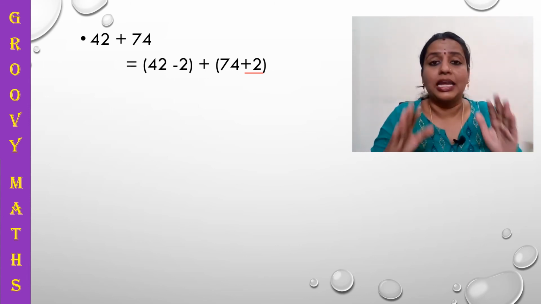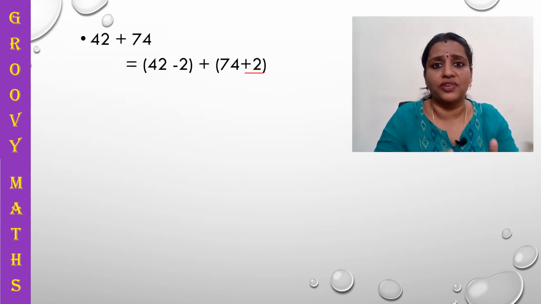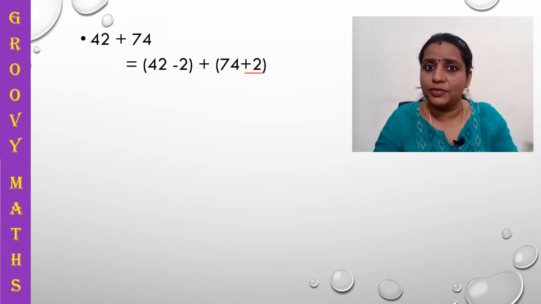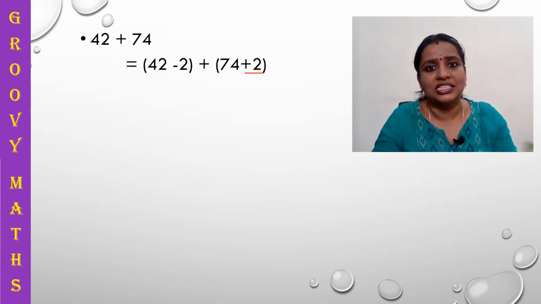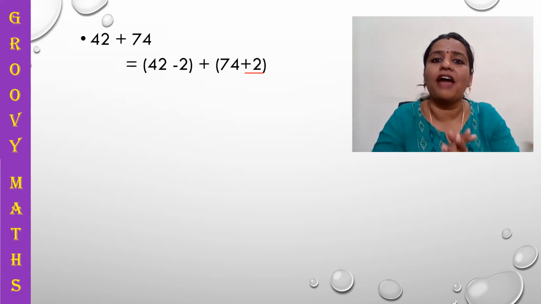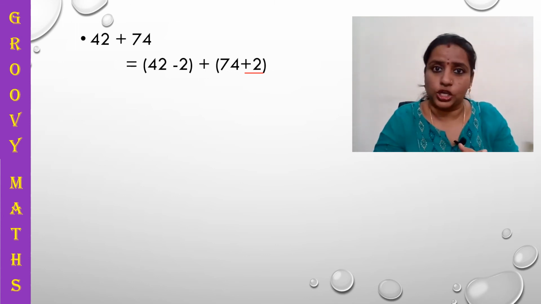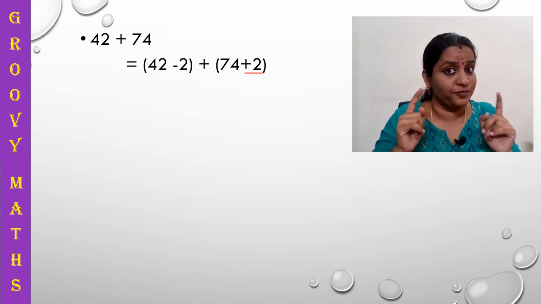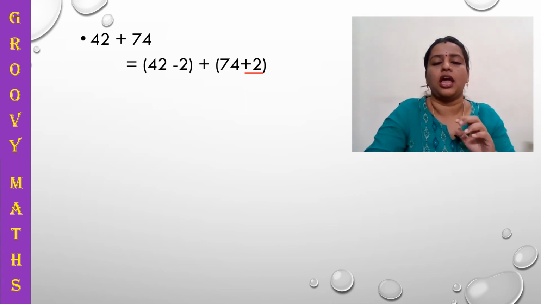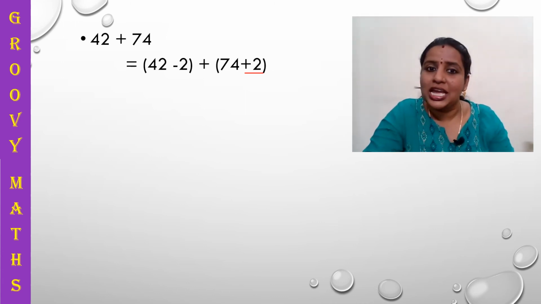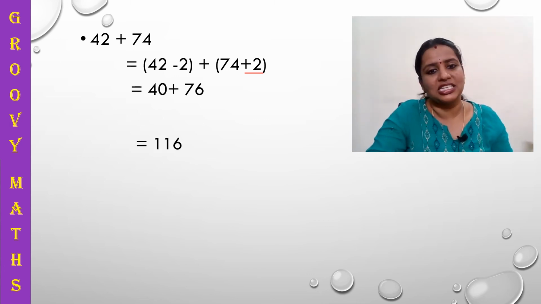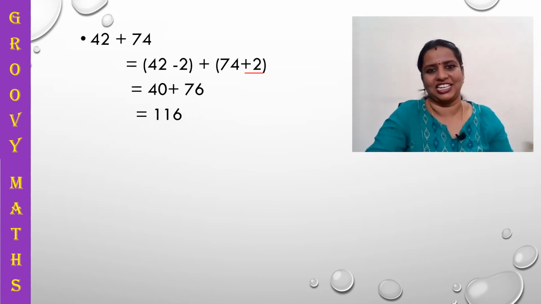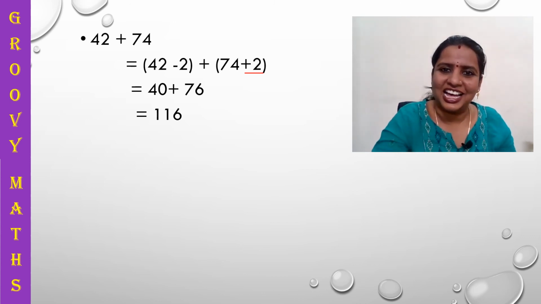Don't forget that. In mental addition, this is very important. If you add to a number, then you have to subtract from the other number. If you subtract from a number, then you have to add to the other number. You have to change the process, okay? Don't forget that. That is very important, okay? Now 42 minus 2 is 40 and 74 plus 2 will give me 76. So 40 plus 76 will give me 160. Okay, isn't it easier? Yes.